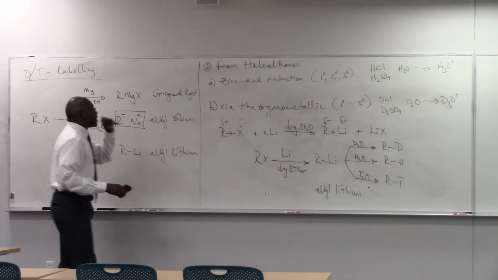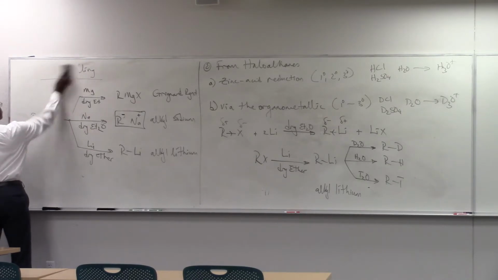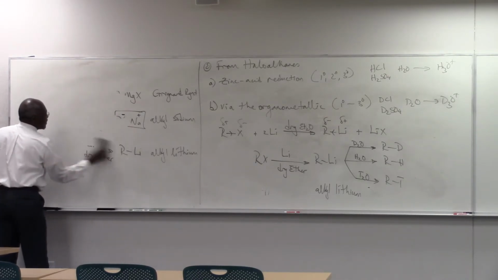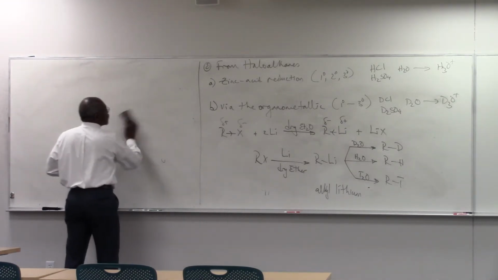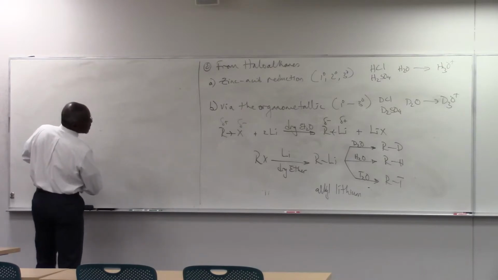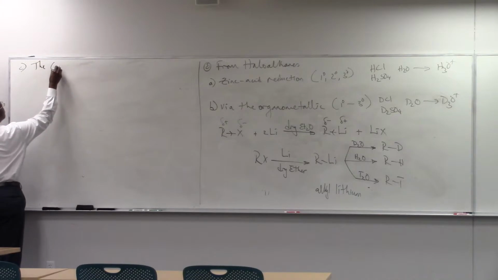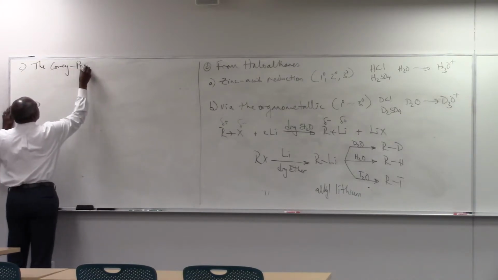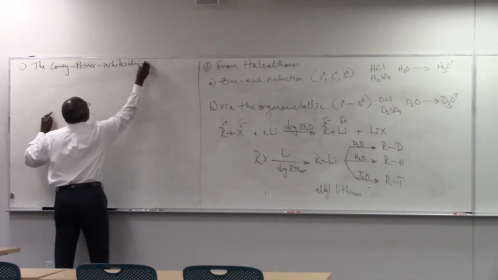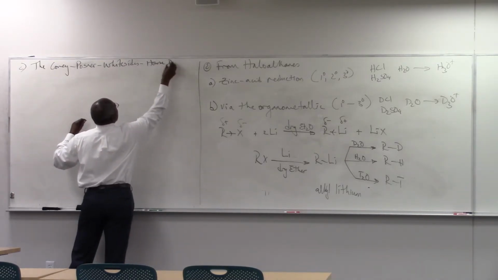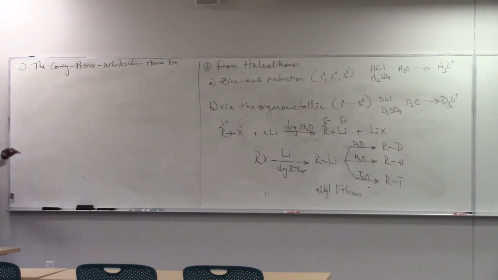So there's another method of preparing alkanes from haloalkanes. And this is called the Corey-Posner-Whitesides-House reaction. So C would be the Corey-Posner-Whitesides-House reaction. Just a few notes here.